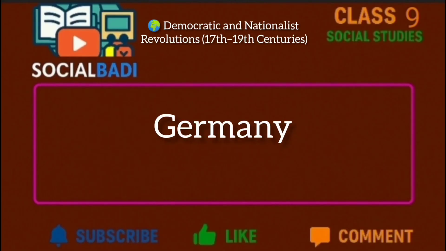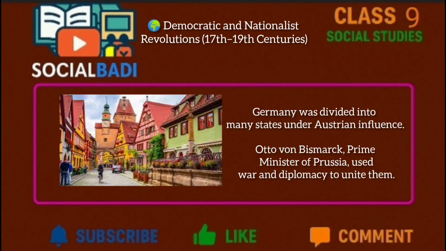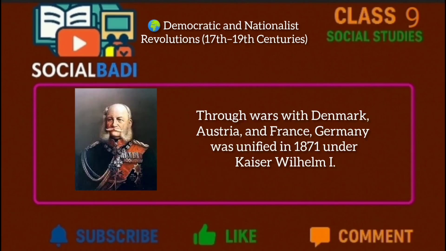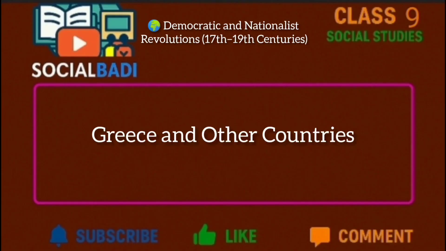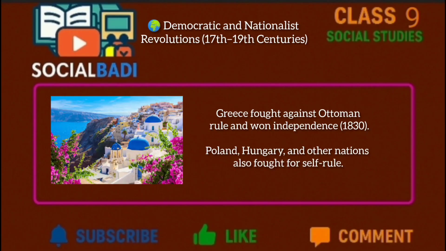Germany. Germany was divided into many states under Austrian influence. Otto von Bismarck, Prime Minister of Prussia, used war and diplomacy to unite them. Through wars with Denmark, Austria and France, Germany was unified in 1871 under Kaiser William I. Greece and other countries. Greece fought against Ottoman rule and won independence in 1830.